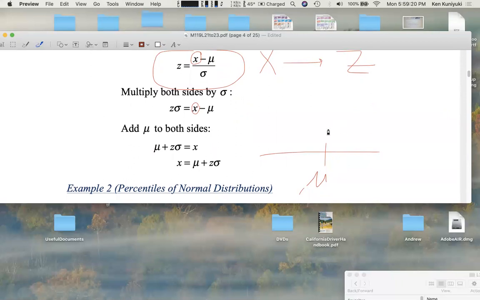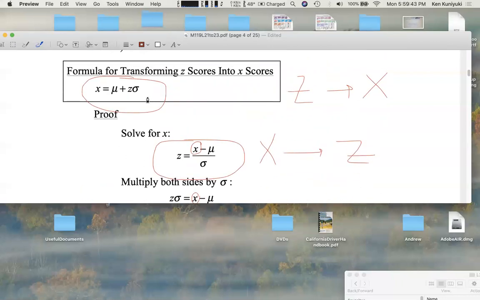So let's say z is positive. If you walk, say, 1 standard deviation away from the mean, then maybe you're here. If you walk 2 standard deviations away, maybe you're here, and so forth. So this formula should make sense. You start at the mean mu, and you walk z standard deviations away. If z is 0, you stay at the mean. If z is negative, you're walking to the left. So here's the formula that takes us from z to x.